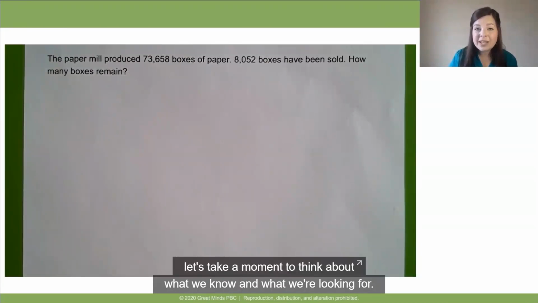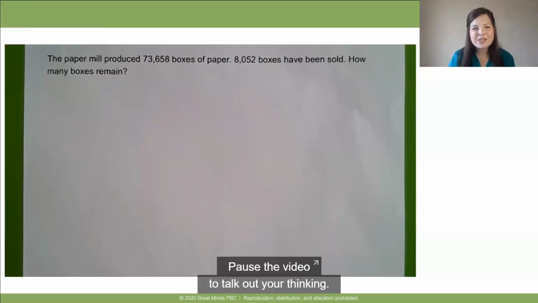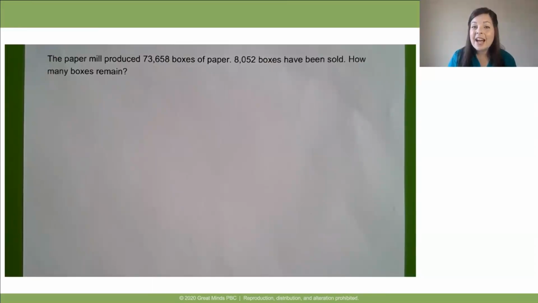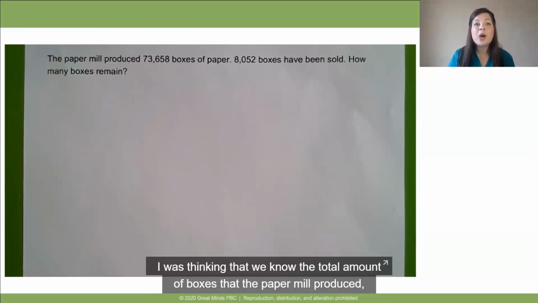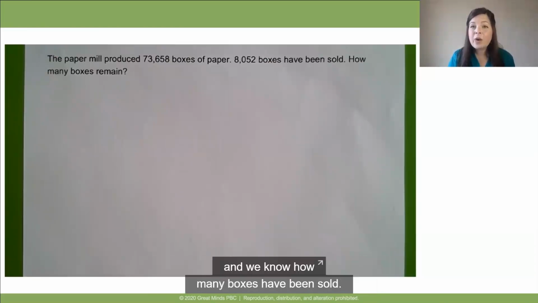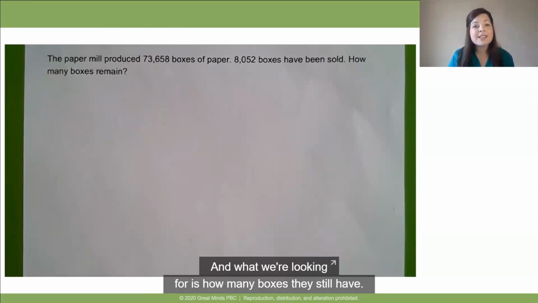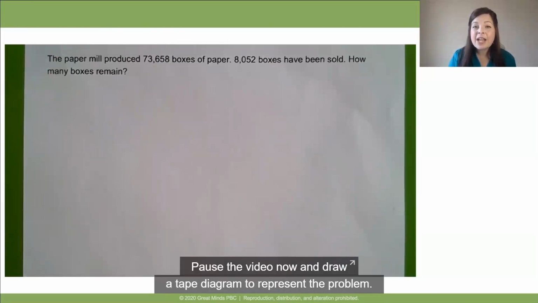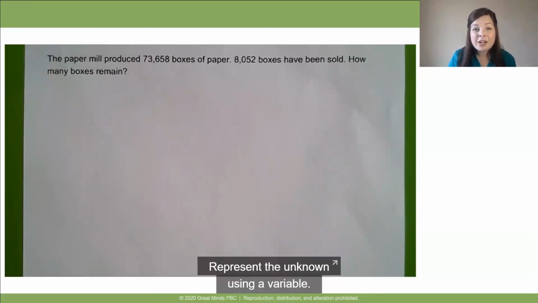Now, before we dive in and start drawing, let's take a moment to think about what we know and what we're looking for. Pause the video to talk out your thinking. I was thinking that we know the total amount of boxes that the paper mill produced, and we know how many boxes have been sold, and what we're looking for is how many boxes they still have. Pause the video now and draw a tape diagram to represent the problem. Represent the unknown using a variable.